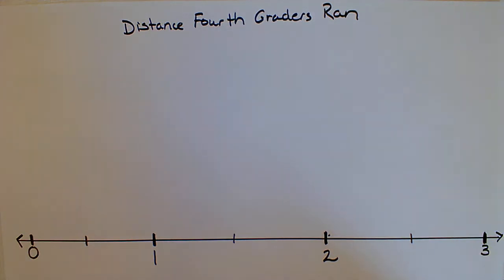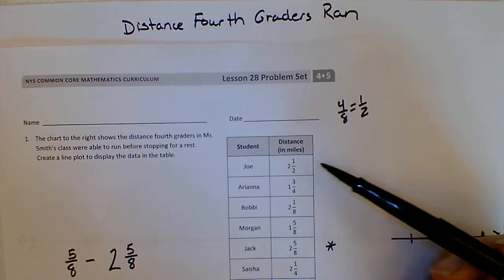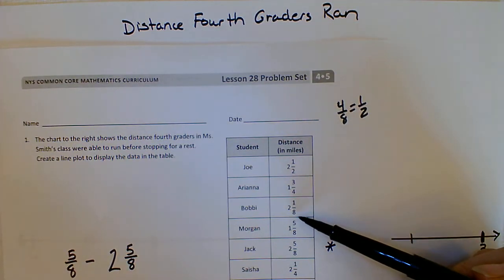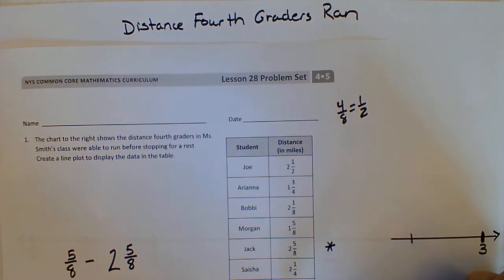All right, so the next thing, well actually, I'm taking a peek at our data, and if I look at our data, what I see is that we have halves, we have fourths, we have eighths, we have fourths, eighths.